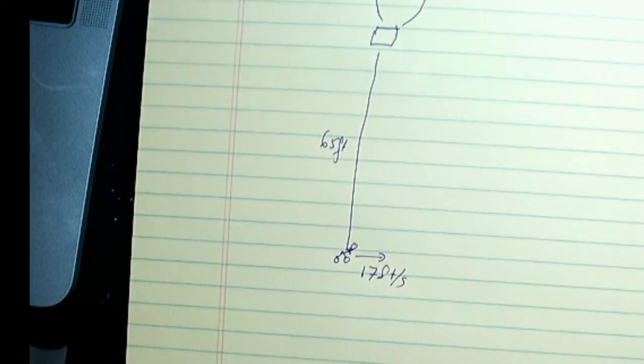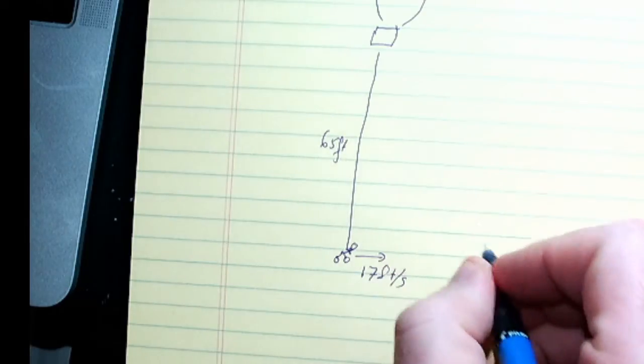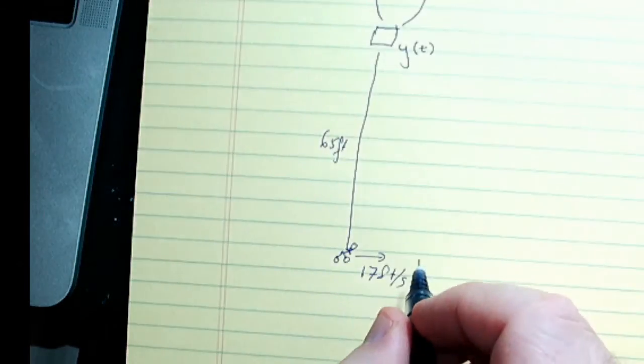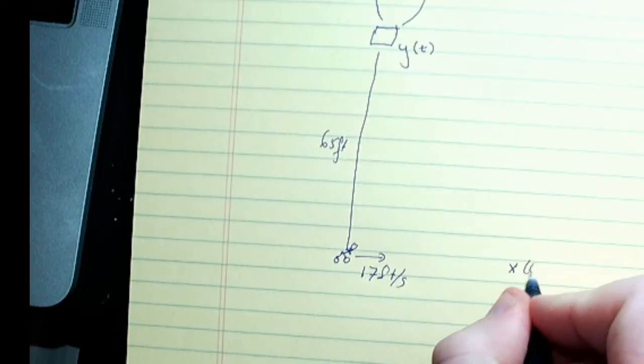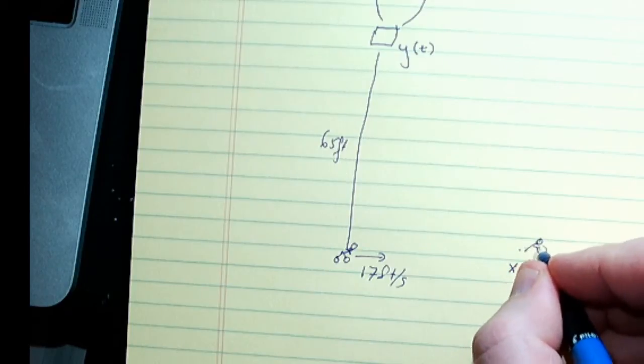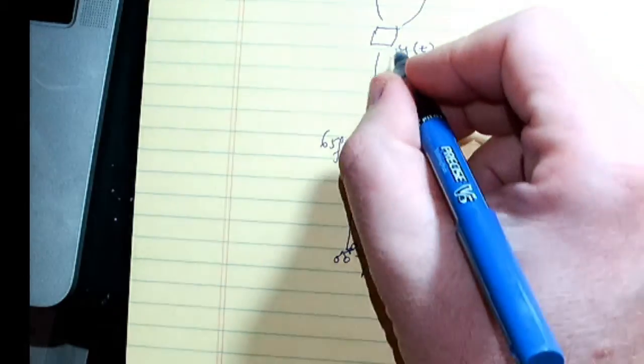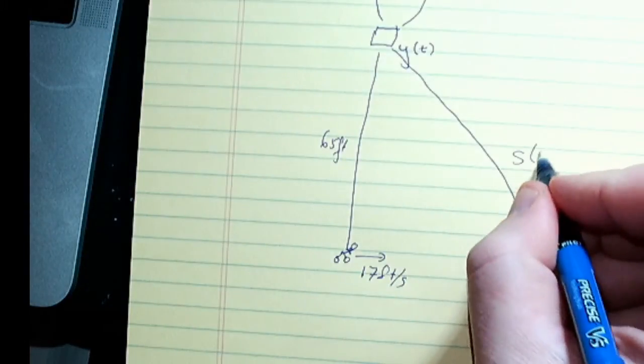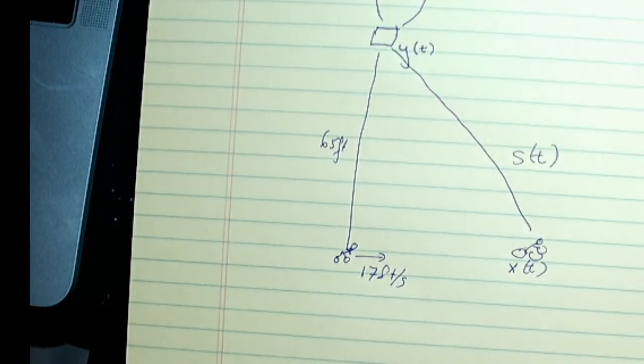So the question is, how fast is the distance s of t changing? And at a later point, this thing gets higher. So we'll call the height of the balloon y of t. Call the horizontal position of the bicyclist x of t. And if the bicyclist is later over here, what's this distance s of t? And how fast is it changing? So how fast is the distance s of t between the bicycle and balloon increasing 3 seconds later? So 3 seconds after the bicyclist gets under the balloon.